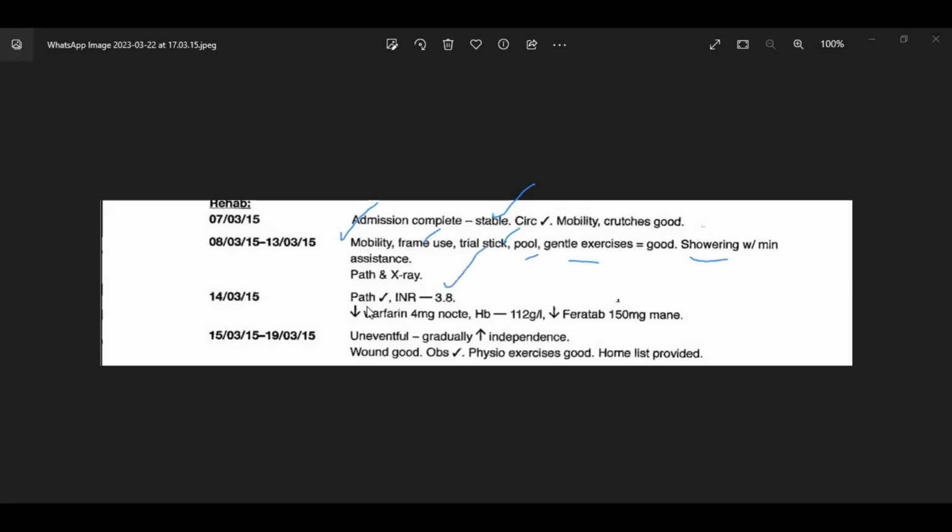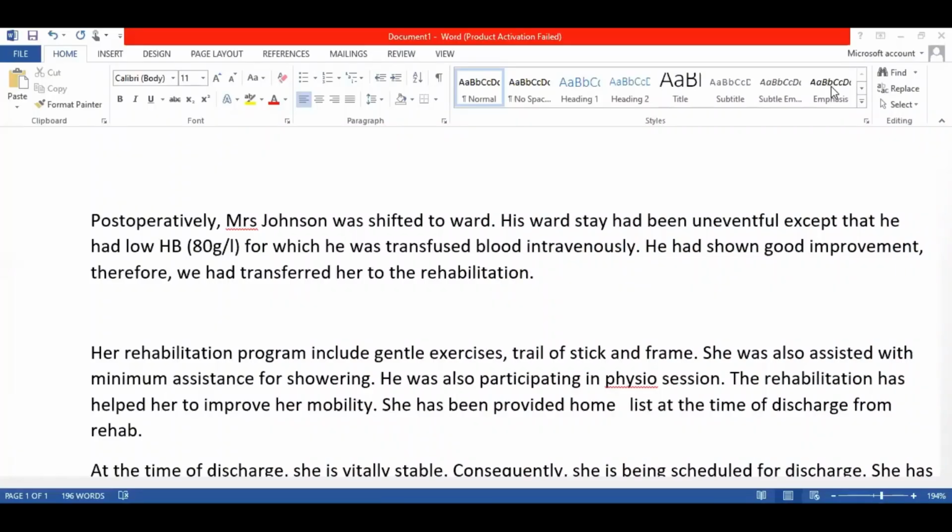it revealed this. For these reasons, you have reduced the medicine. HB was improved, reduced the ferrous tablet, uneventful, gradually becoming independent. So you have to extract the crux from this information, and we can also summarize this down. So I'll show this part. So now we can see this part is the rehabilitation part. We can also just merge these two paragraphs together as well.